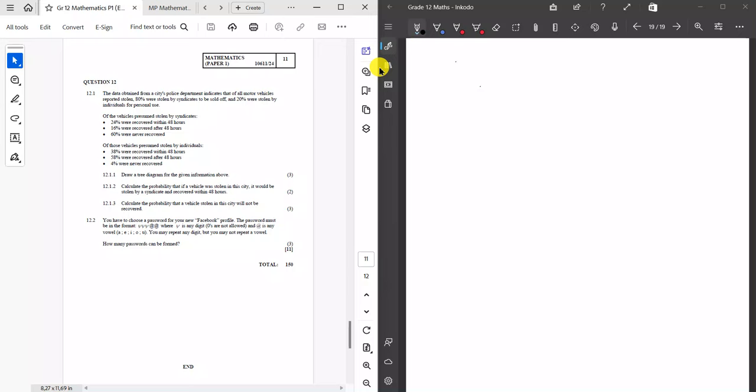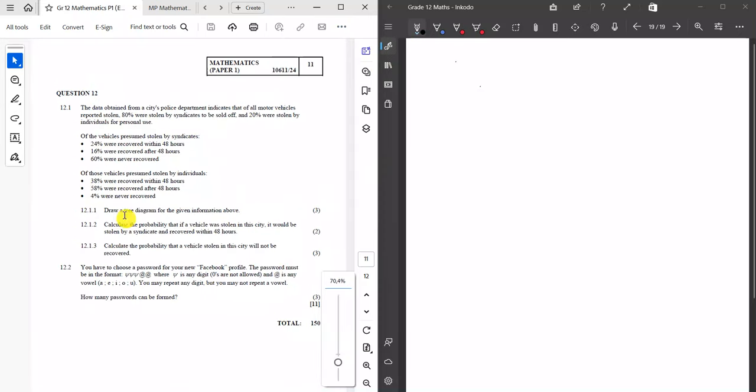Today in our past paper series, we're looking at a paper from the Gauteng province. This was the examination that was written in September 2024. Now, let's see what the question was saying. Let me zoom it in a bit. Okay, I think it's fine. So this is question 12, as you can see.